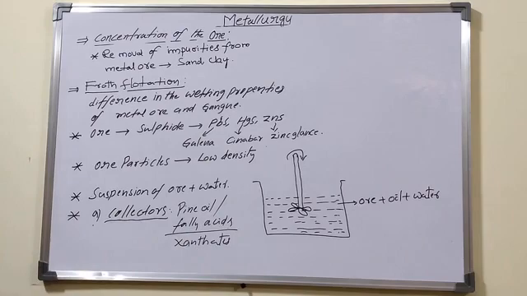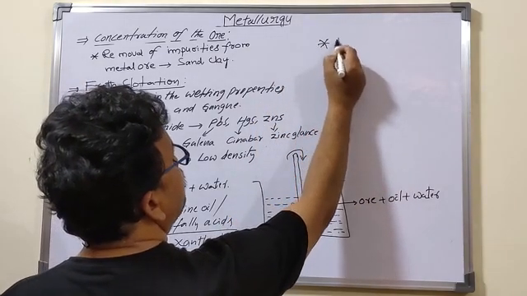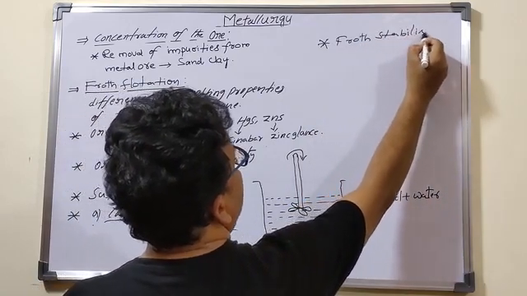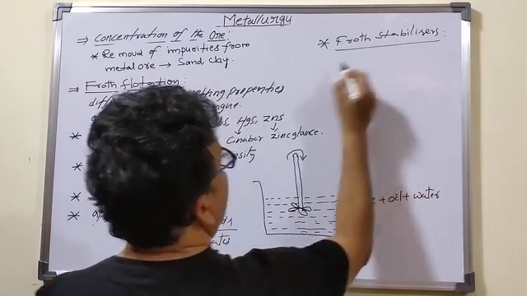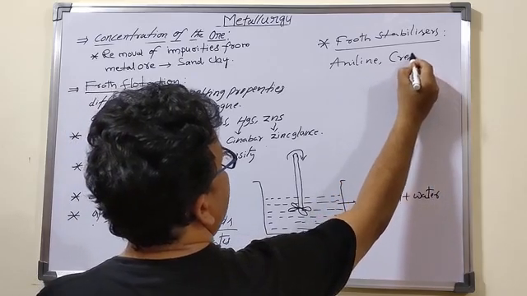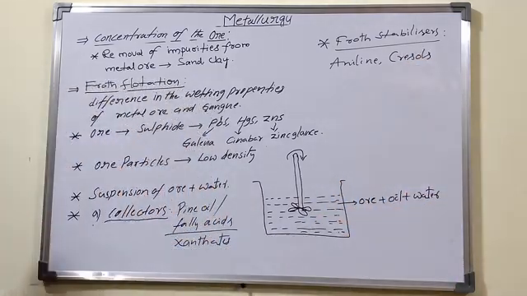What are the chemicals used in this method? Pine oil or olive oil or camphor oil, fatty acids, xanthates. And froth stabilizers we are using are aniline and cresols. Aniline is nothing but an amine, and cresols. So these can make the method perfect.